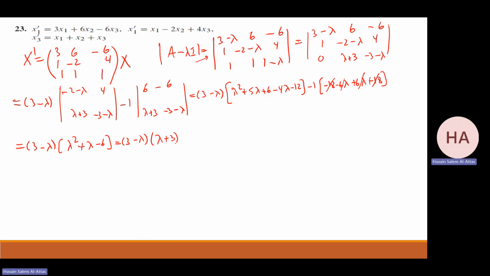And that will be 3 minus lambda plus 3 times lambda minus 2. Am I right? -6, 3 minus 2, 1. Good. Equals 0. So I have lambda 1 equals -3, lambda 2 is 2, lambda 3 is 3. Good. Finish this. Now for lambda 1 equal -3, what will happen?